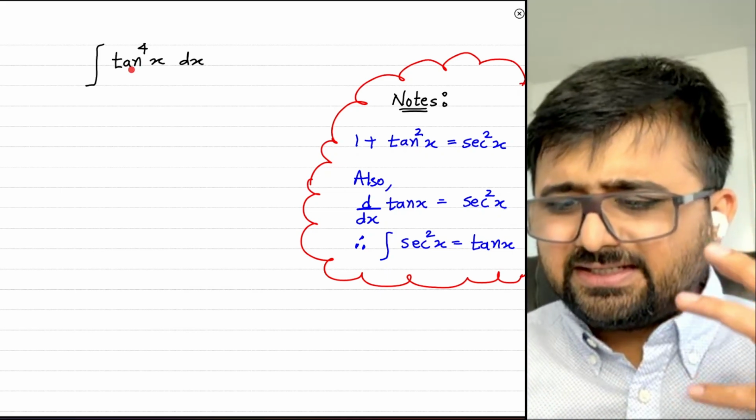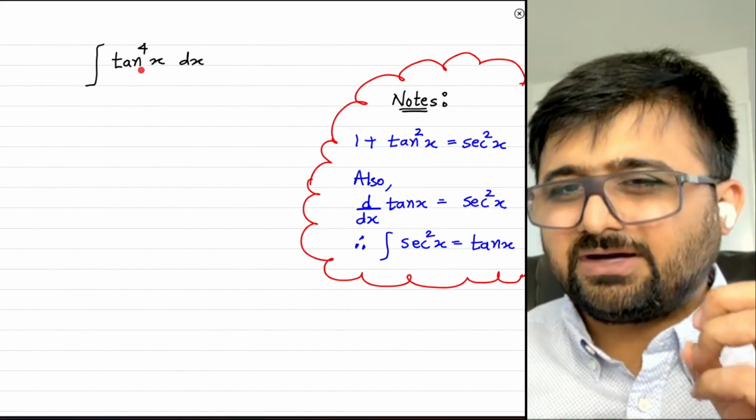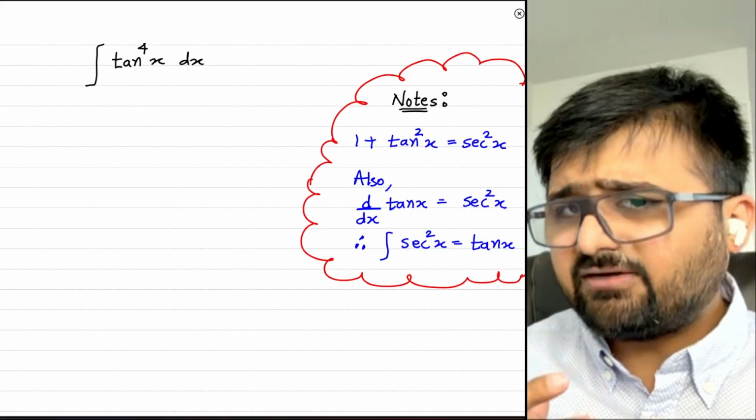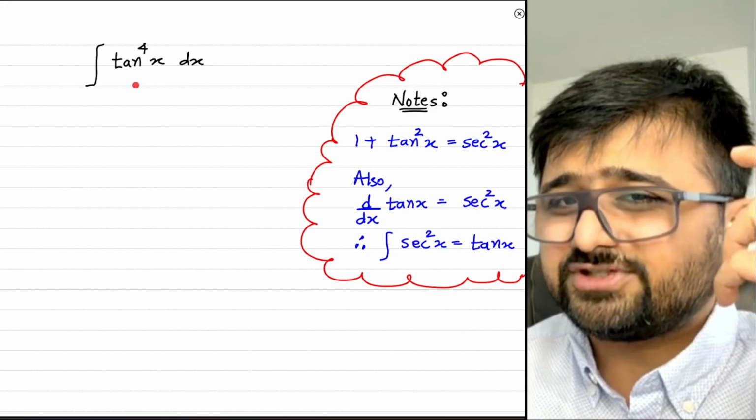Let's see how to integrate tan to the power 4x. There is no direct formula as such for the integral of tan to the power 4x. In order to integrate tan to the power 4x, we'll have to use the method of u substitution because it's a complicated and composite function.